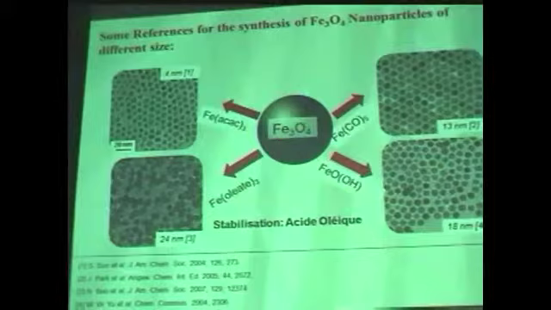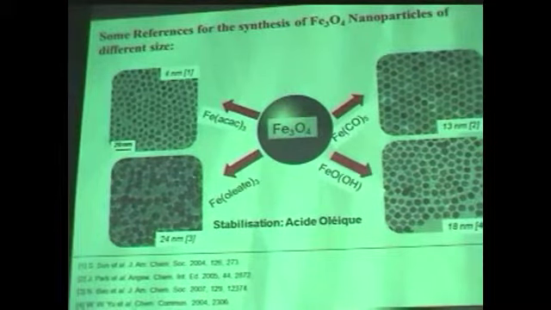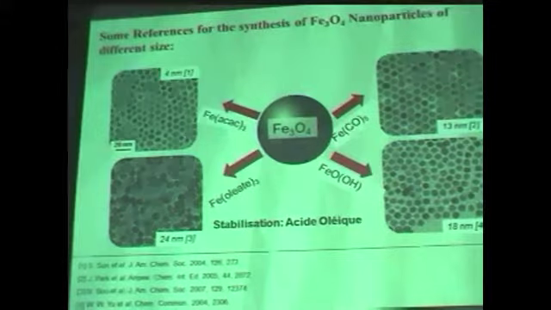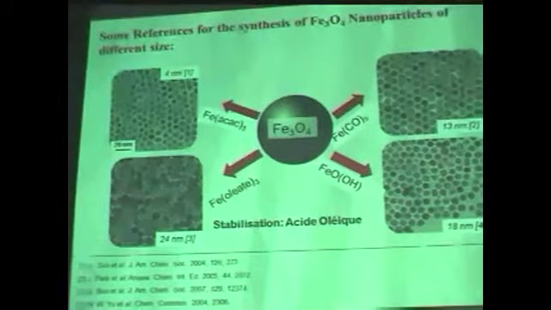I'll give you some references for the synthesis of magnetite nanoparticles of different sizes. It should be noted that we cannot rationalize the thermal decomposition of, for instance, the iron carbonyl precursor in order to obtain nanoparticles with increasing size. We cannot do this, it doesn't work. In order to obtain nanoparticles of a given size, we should play with the nature of the precursor and with the conditions, and it's relatively hard work.